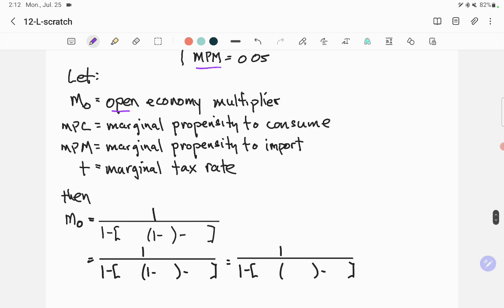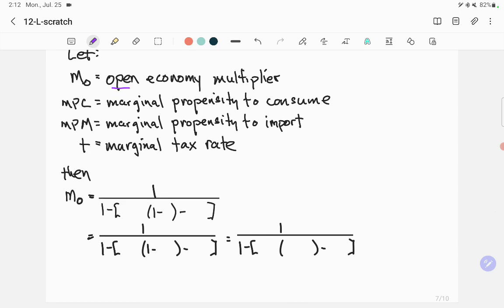Okay, so the open economy multiplier equals, and be careful with this, make sure you write the equation in your mind in big letters. So this is 1 over 1 minus bracket MPC times 1 minus T, minus MPM. In the textbook, the first equation for this is not the same as I have here. I don't like the way they did it in the textbook. But I can guarantee you this works.